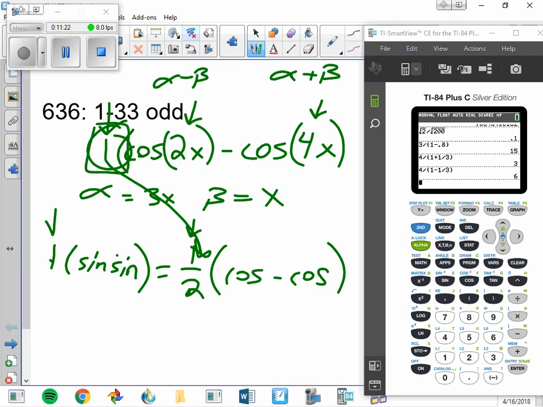This is twice as big as it's supposed to be, which means this will be twice as big as it's supposed to be. So it's going to be 2 sine of 3x sine of x. Now, is that the only answer? No, because you could adapt the a's and b's to get minuses and plus, but this is the easiest answer.